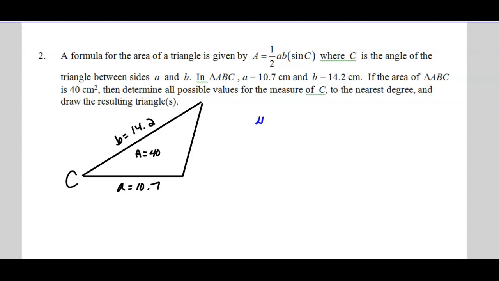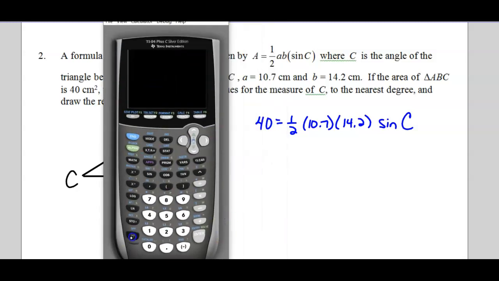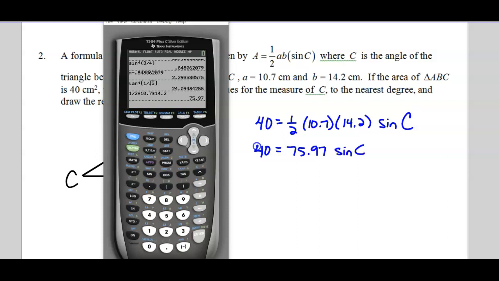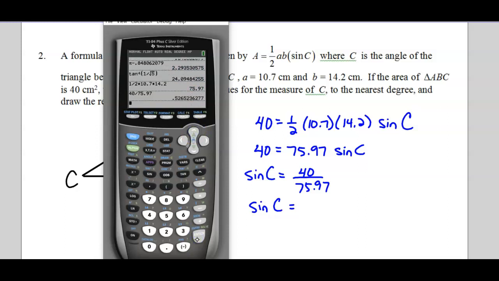So using our area formula, 40 equals 1/2 times 10.7 times 14.2 times sine of angle C. So isolate sine of C. Now, if this doesn't work out nicely and gives you a whole bunch of decimal places, I would actually just leave it as that fraction because this is not our final answer. So you can have a decimal within a fraction. Okay, it's positive.